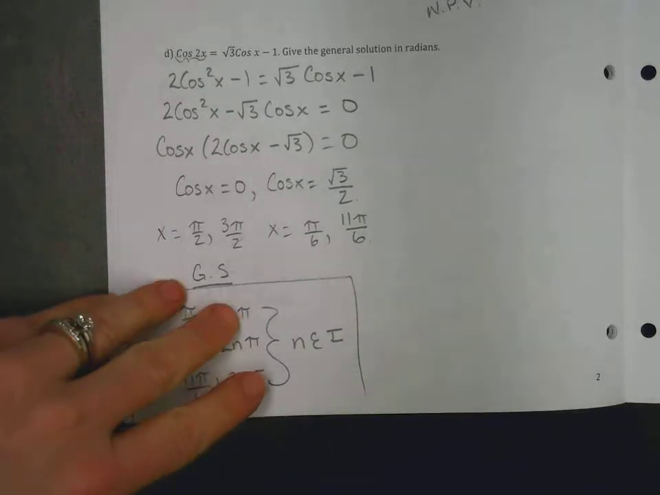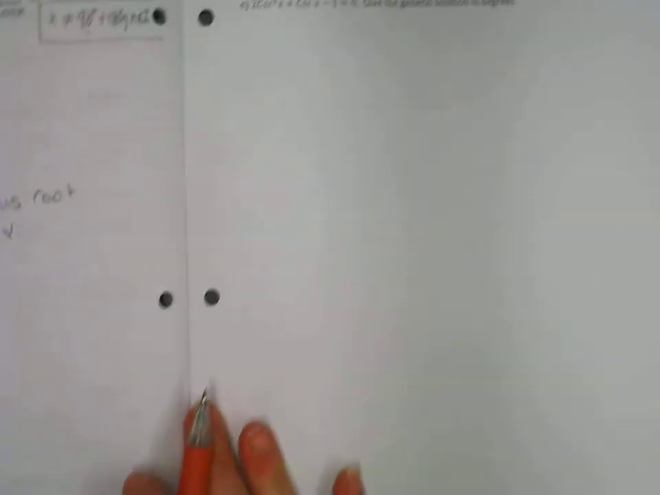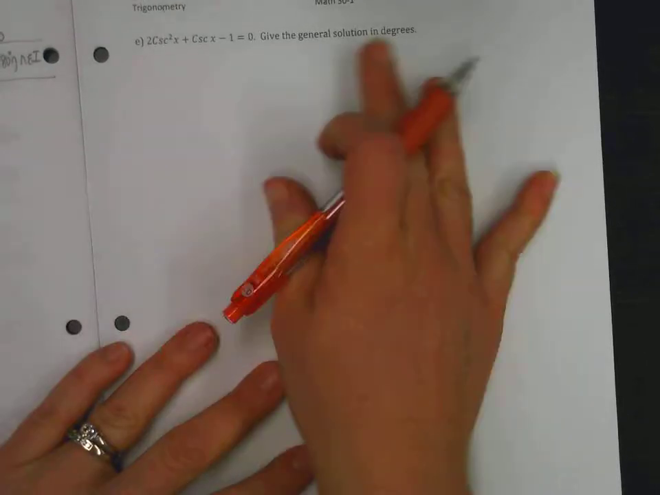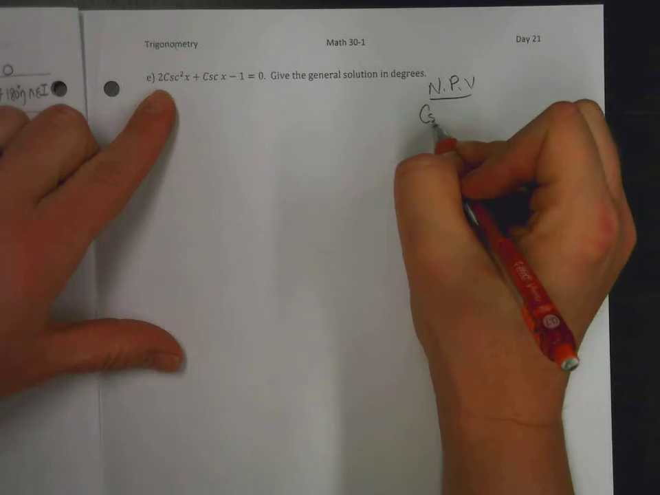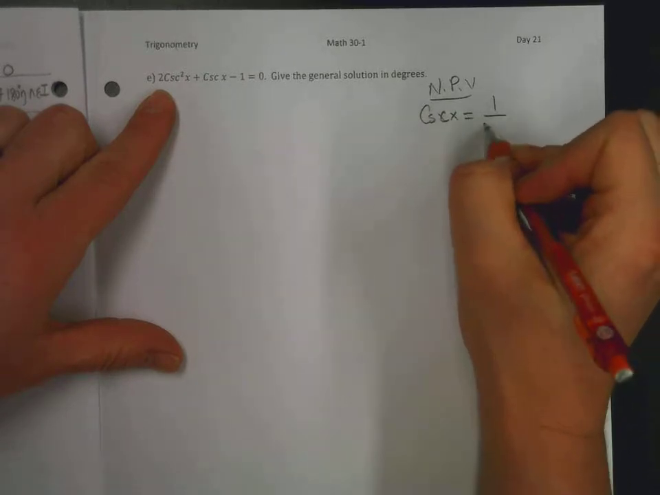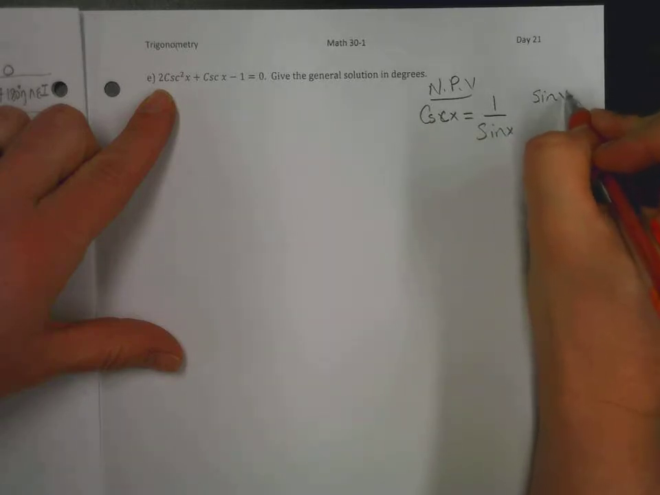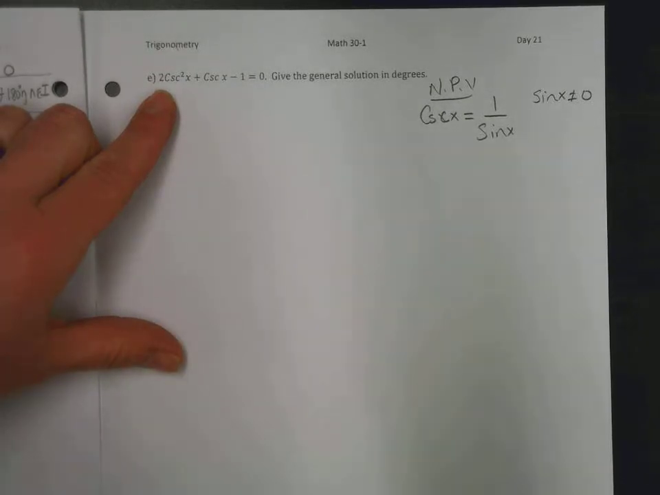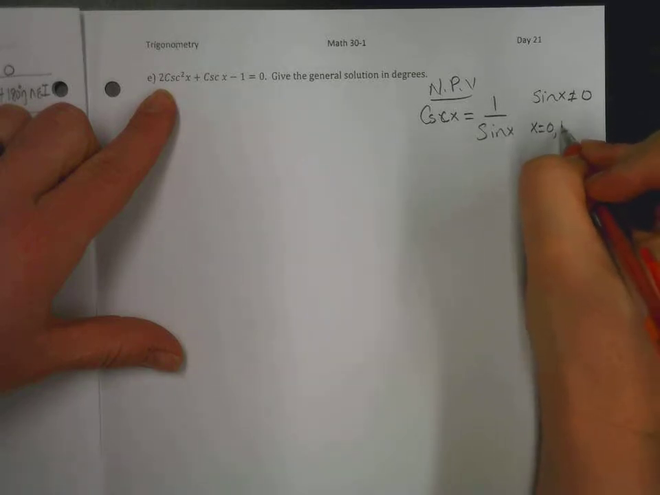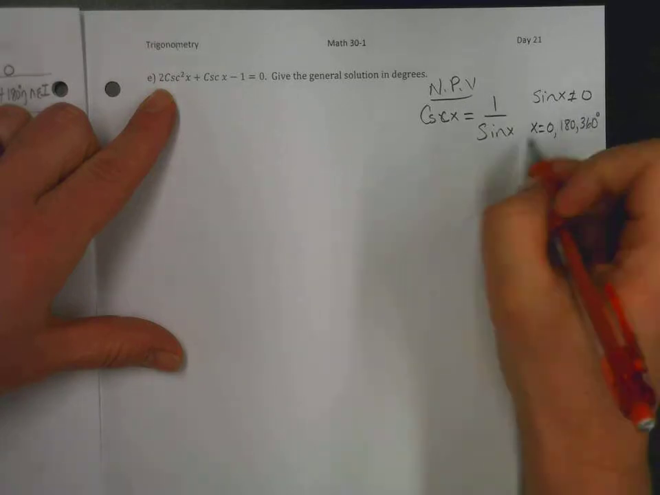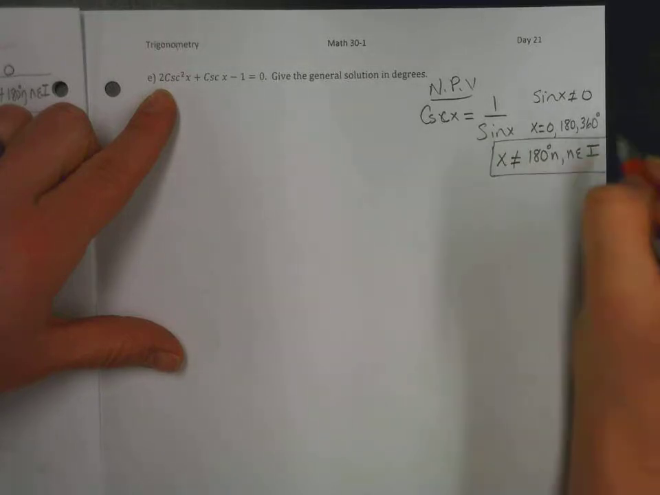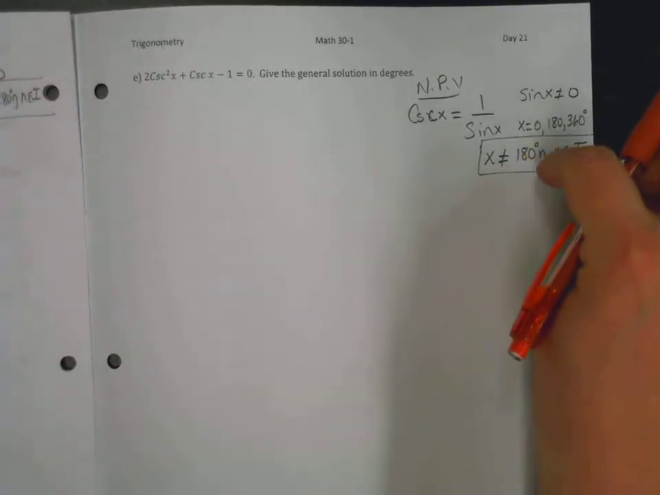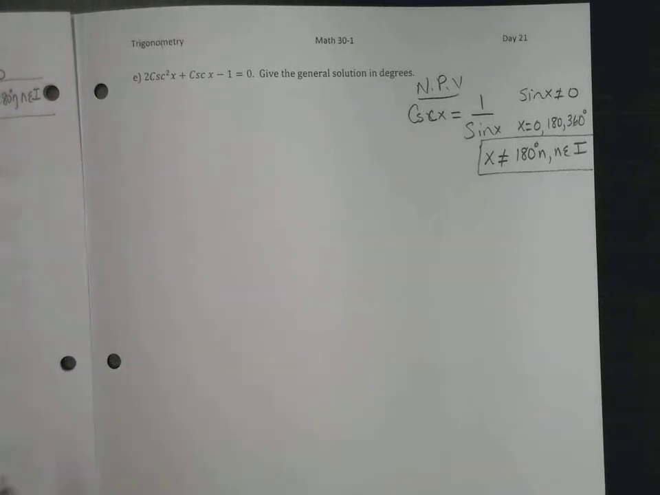Okay. And then finally, we are at our last question. We're given 2 cosecant squared of x plus cosecant of x minus 1 equals 0. Give the general solution in degrees now. So before we begin, we need to talk about our non-permissible values in this case, because cosecant of x is equivalent to 1 over sine. And so when is sine of x, sine of x cannot equal 0. So when does sine of x actually equal 0? This would be at 0, 180, 360, and so on. So my non-permissible values cannot equal 180 degrees n, where n belongs to the integers. Okay, so we need to keep that in mind when we're solving this equation. If we get anything that falls within those values, then they're not going to be a solution for the equation.